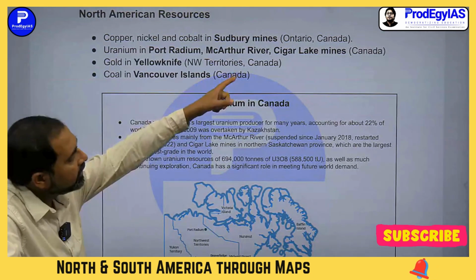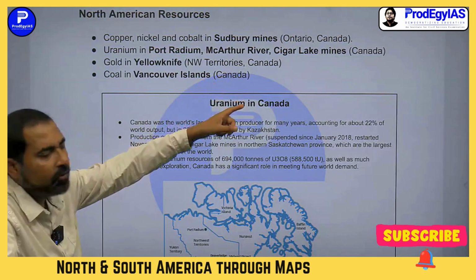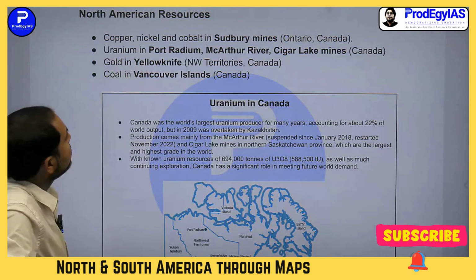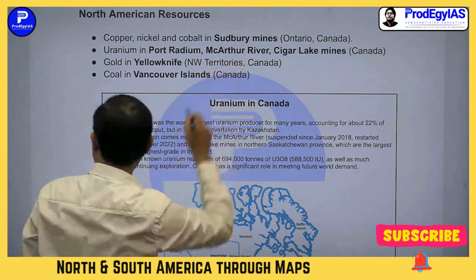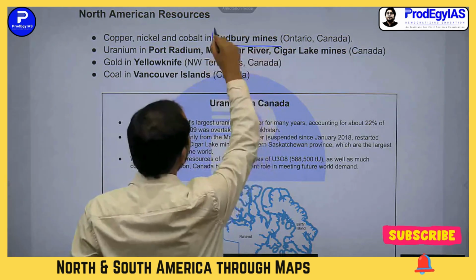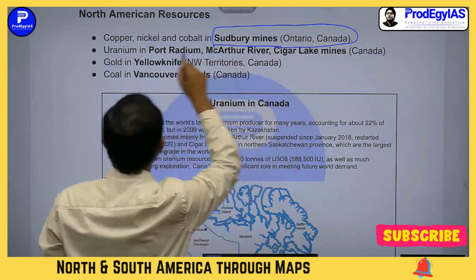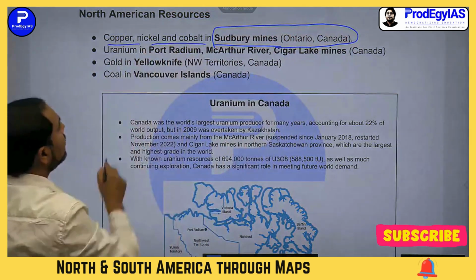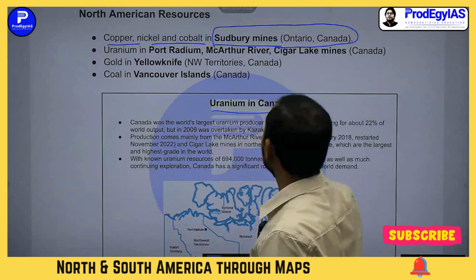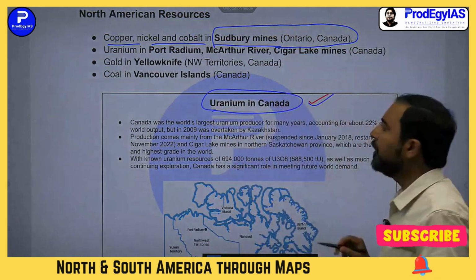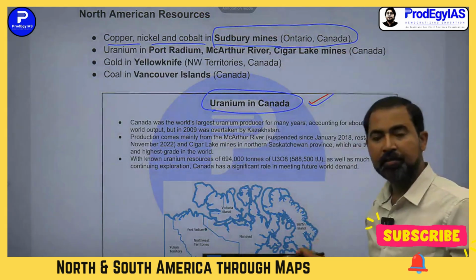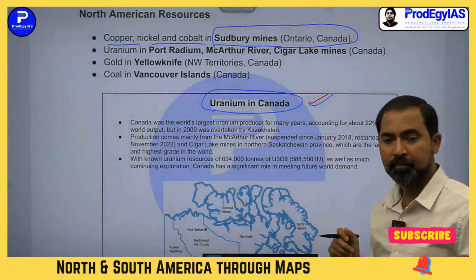So this is the state of Ontario, territory of Ontario, where you can find copper, nickel, and cobalt resources, especially in Sudbury mines. That particular mine is known as Sudbury mine, right? So this Sudbury mine is important in Canada, important for these resources, right? Then you know that uranium is an important resource over here in Canada. Canada has been the largest producer of uranium for a long time.